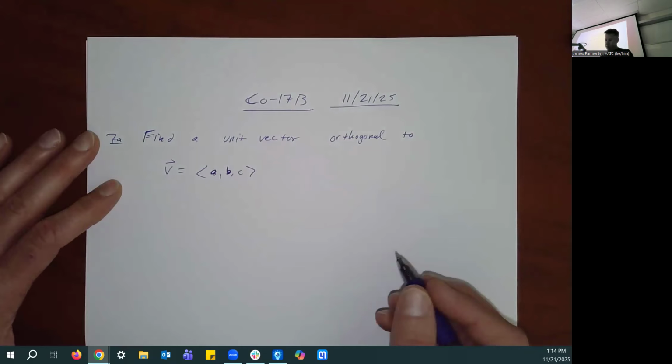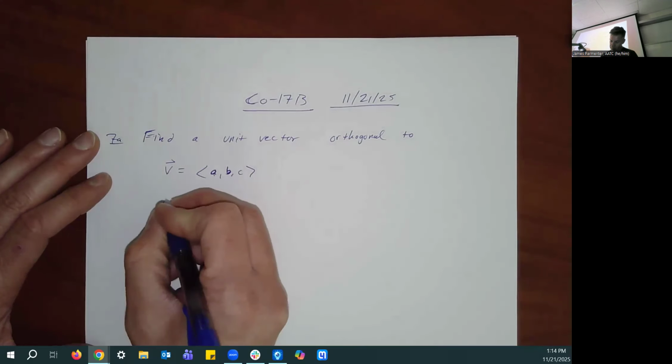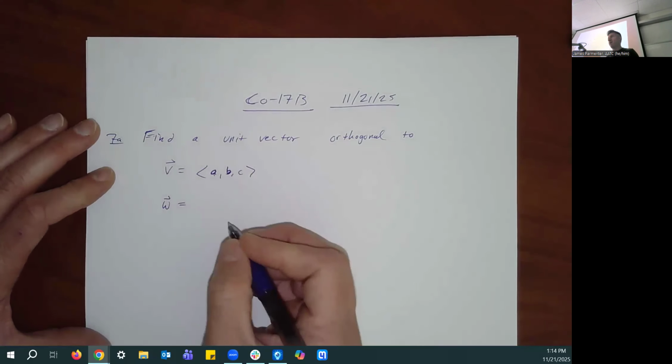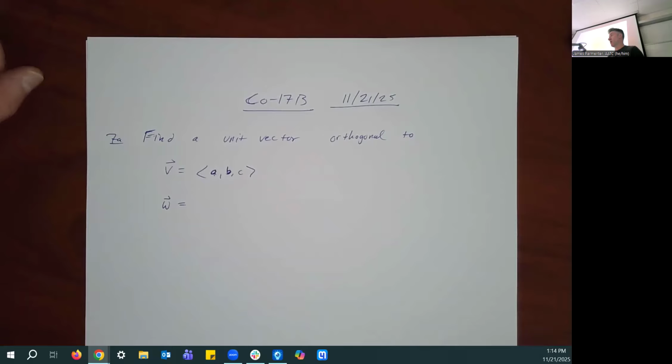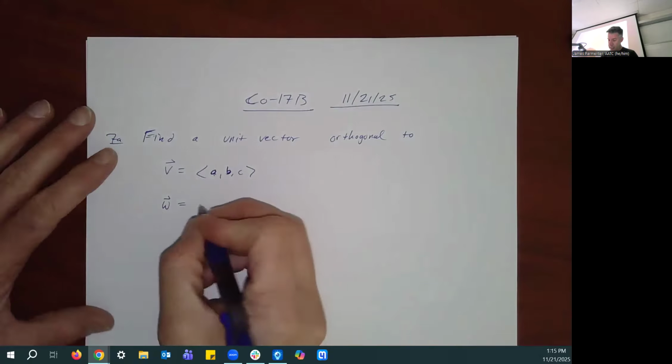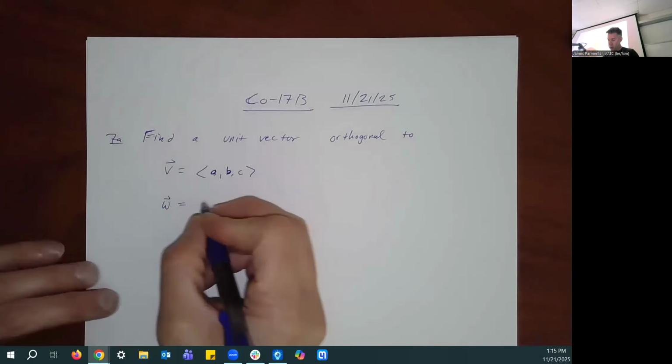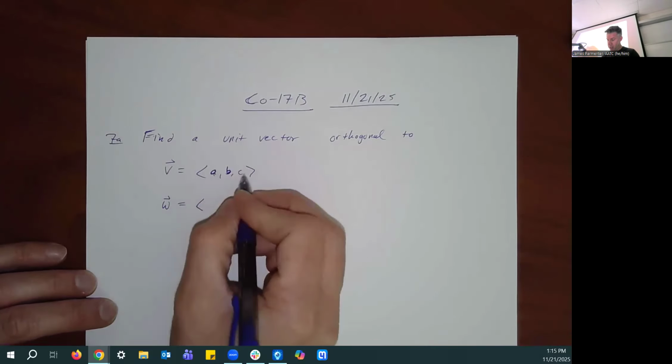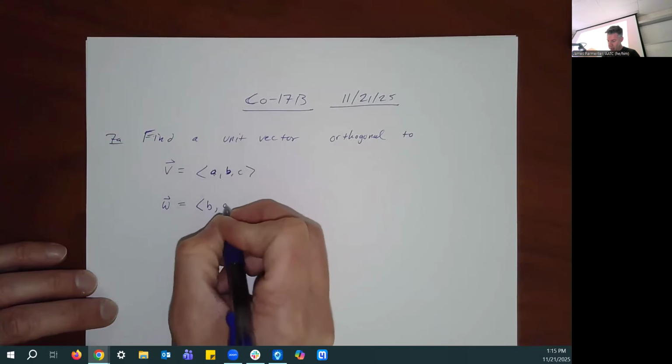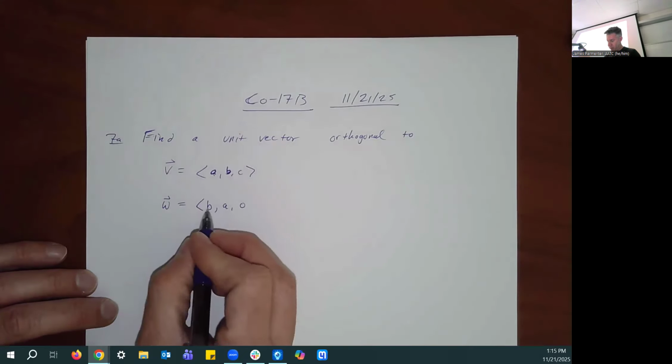So if I call my other vector W, I don't want to do too much work here. You could make a whole vector and then dot them together and see what you need it to be. But really the idea is the one we talked about before: make one of the components 0, switch the other two non-zero ones from the original, and change the sign of one of them. So an easy answer here, before we make it a unit vector, would be, instead of A, B, C, it's B, A, 0, and make one of the B's or the A's negative.